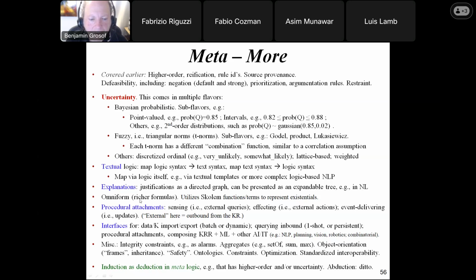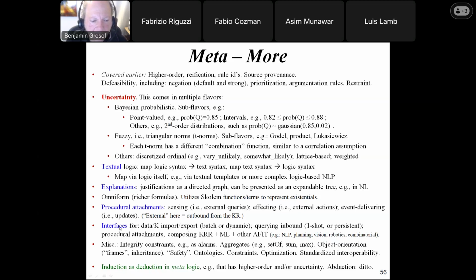You can have richer formulas. I didn't have time to go into that, but skolems are part of that. You can have procedural attachments for external querying, for performing external side-effectful actions, for events being delivered as an update to a knowledge base.